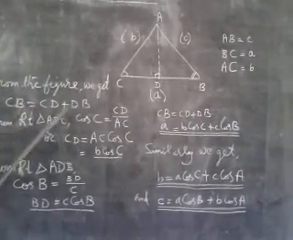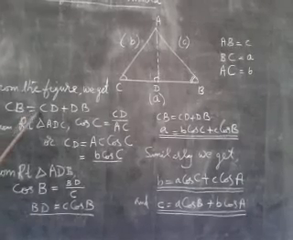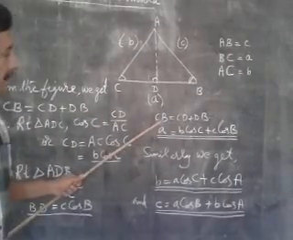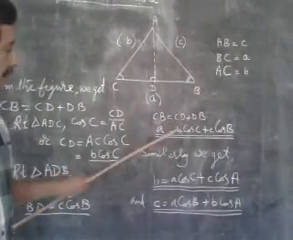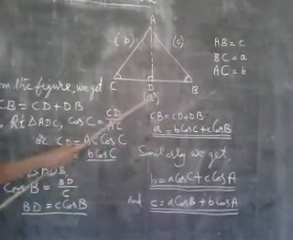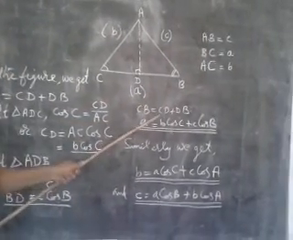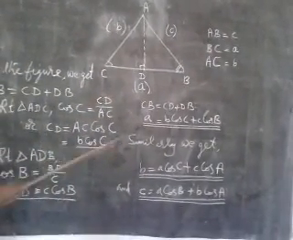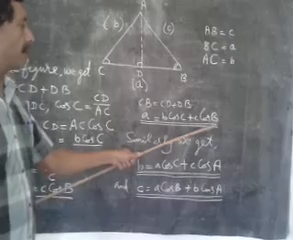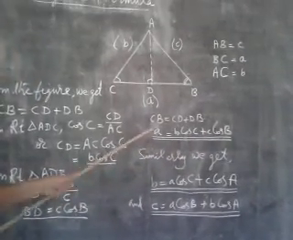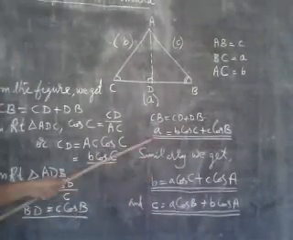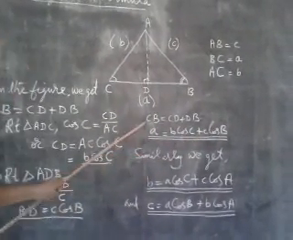First, I told you that CB equals CD plus DB. So CB, which is a, equals CD plus DB, that is, b cos C plus c cos B. This formula is called the projection formula. This is only one formula of the set.